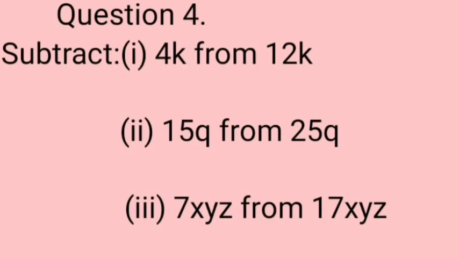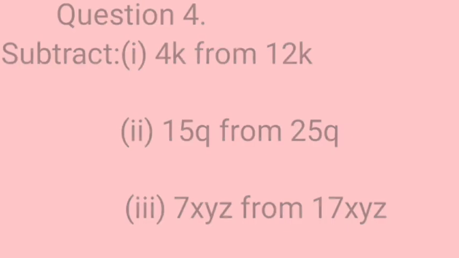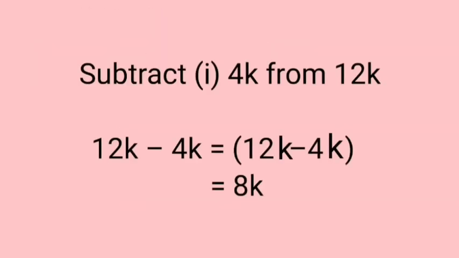Next, question number 4. In question number 4, we are going to subtract the given terms. Let us see the answer for the first subdivision. Here we are going to subtract 4k from 12k. 4k and 12k are like terms. Before adding or subtracting the like terms, you have to take the common variable out. After taking the variable out, we can subtract 4 from 12 easily. 12 minus 4 is 8, so the answer is 8k.